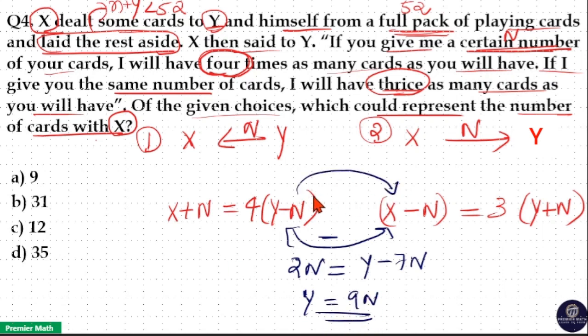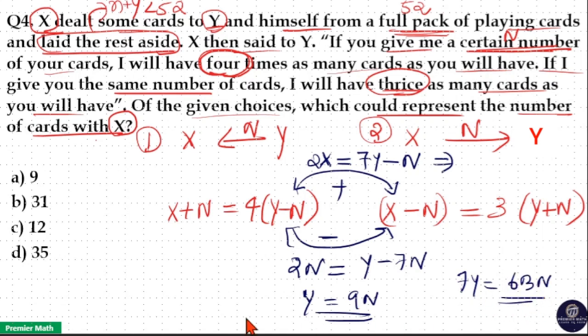Now, if I add these 2 equations together, x plus x is 2x, n plus minus n is 0, which is equal to 4y plus 3y, that is 7y, minus 4n plus 3n, which is minus n. Now, here y is equal to 9n. If I substitute the y value, 7y will become 7 into 9n, that is 63n. If 7y is 63n, 2x is equal to 63n minus n, that is 62n.